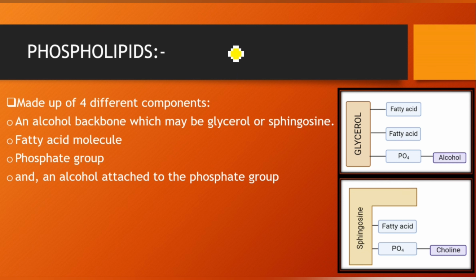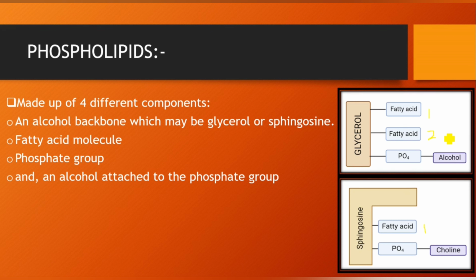As I have told you in the previous slide also, this slide also contains the structure of phospholipids. They are made up of 4 different components: an alcohol backbone which may be glycerol or sphingosine, a fatty acid molecule, a phosphate group and an alcohol attached to the phosphate group. As we can see here in the diagram, if a glycerol backbone is present, there are 2 fatty acid chains attached to it. And if a sphingosine backbone is there, there is only a single fatty acid chain.